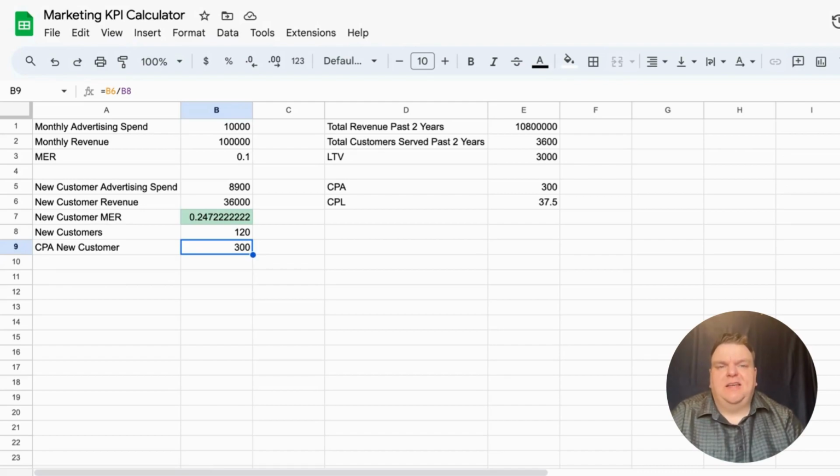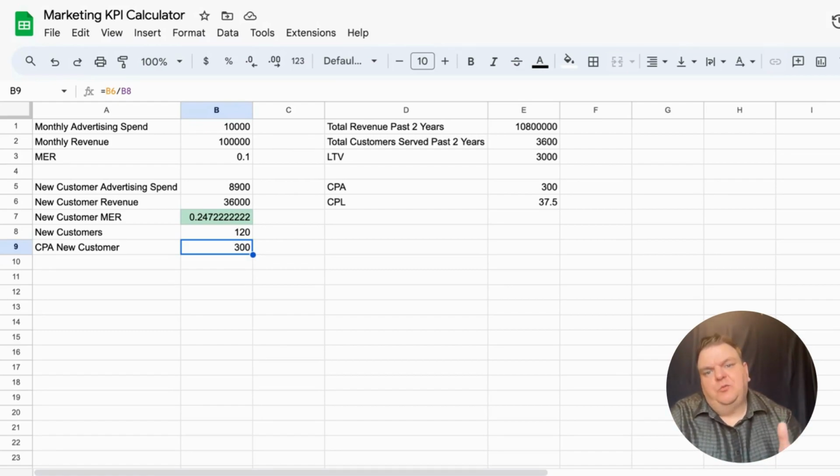But really, we want to generate new customers. We understand that getting someone in the door is just the beginning of the journey, and that they are going to continue to come back to us and generate more revenue over the lifetime. So we need to take a look at how much money did we spend on the new customers, how much money did we make off the new customers, and is that an acceptable MER?